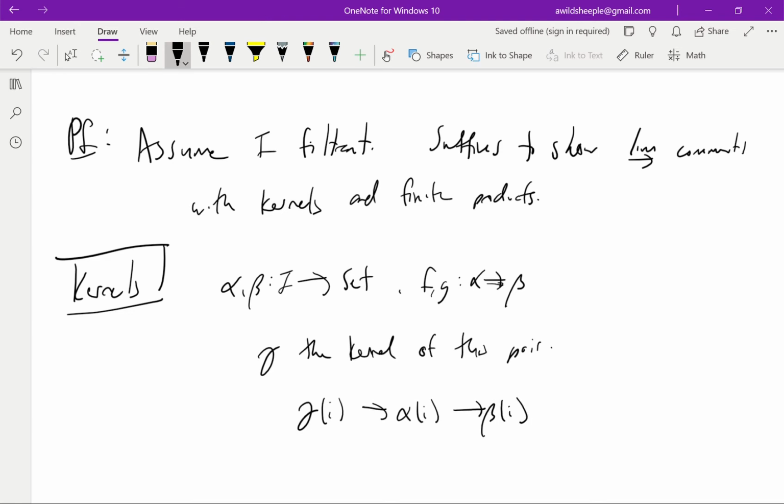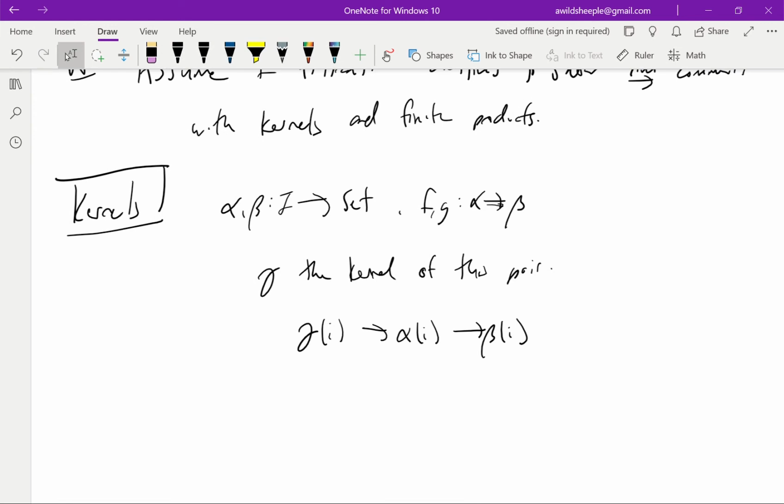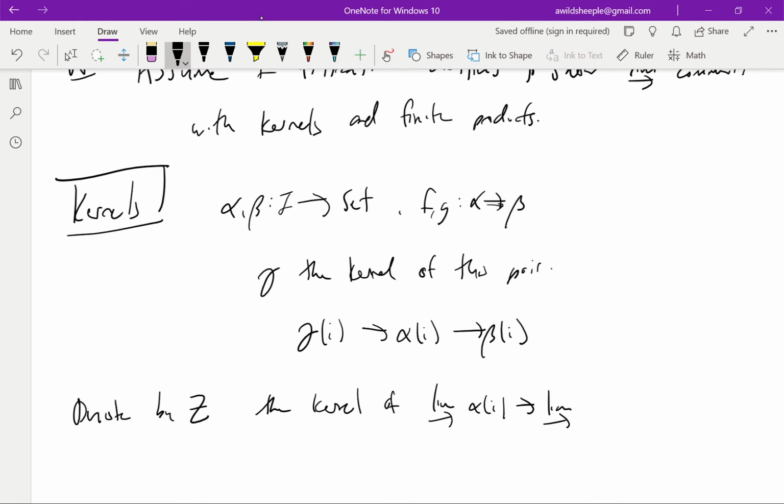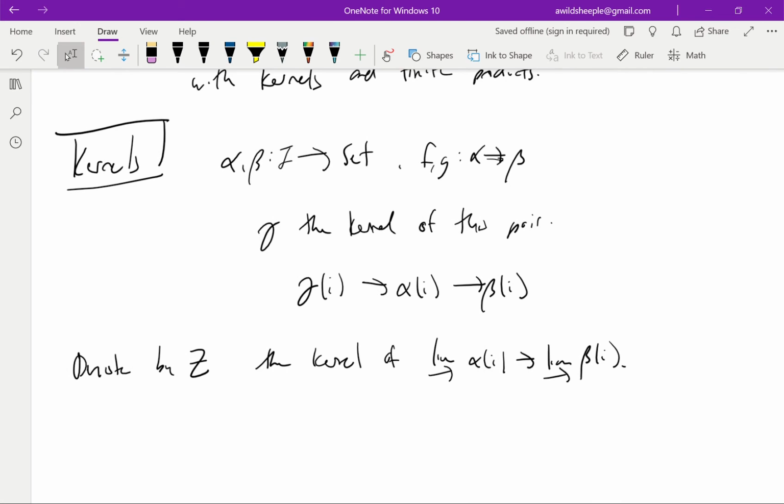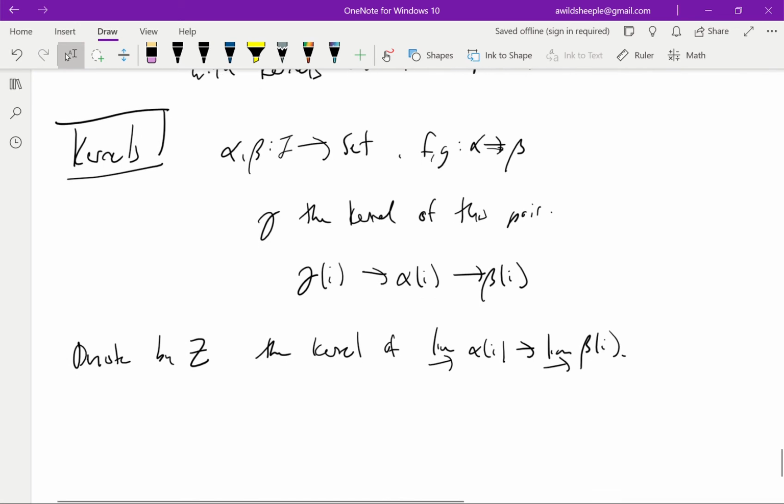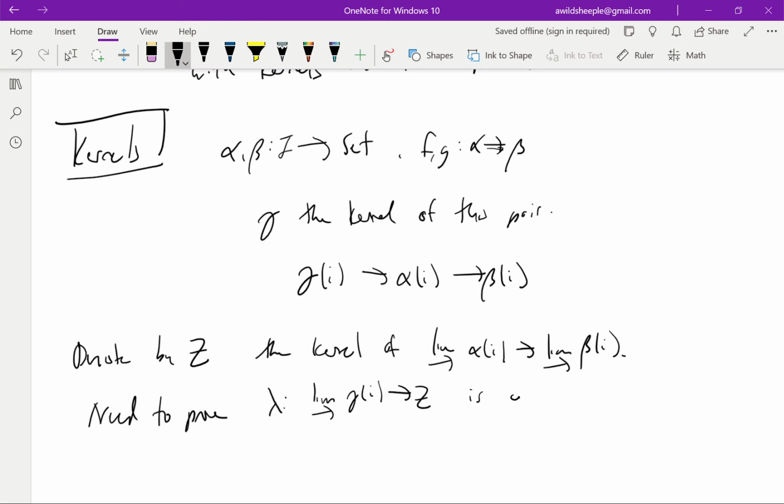Now, we can consider the kernel of the limit. So denote by Z the kernel of lim alpha I to lim beta I. We need to prove that our lambda, well, actually, this is different from the lambda before. I still use lambda in my notes, but it's not the same lambda as before. Need to prove that lambda from limit gamma I to Z is a bijection.